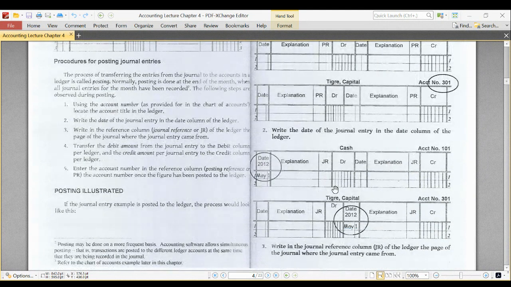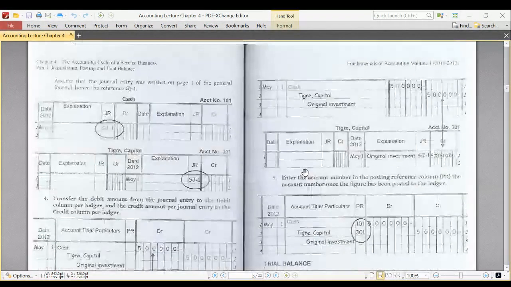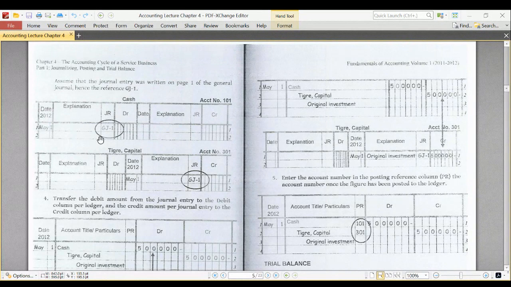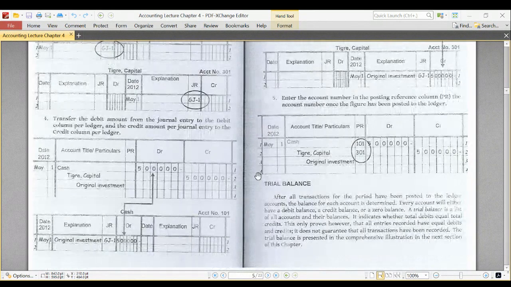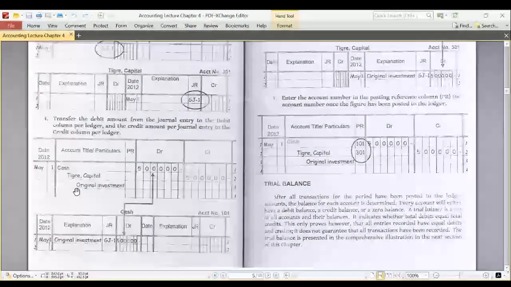So, after ng date, ilalagay mo na dito yung amount sa debit. Ilalagay mo din yung amount sa credit. So, kaya ito yung magiging itsura. O, yung reference, alam niyo na yan. Reference, di ba, kung saan mo nakuha anong page sa general journal. Punta na lang tayo dito sa mismo posting. Ayun. So, ito na yung itsura.